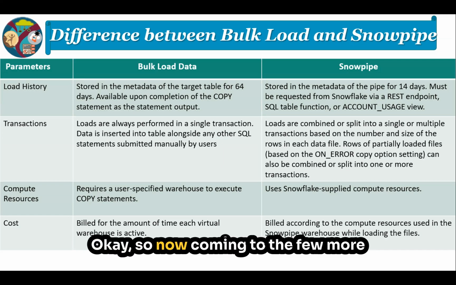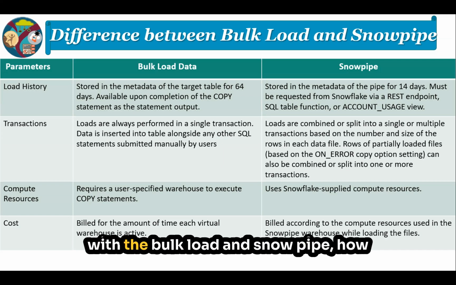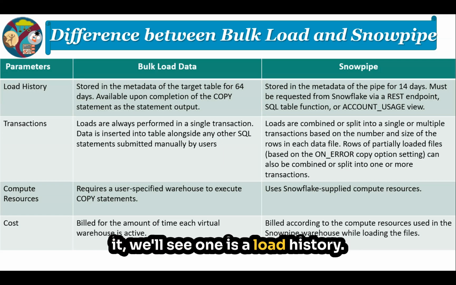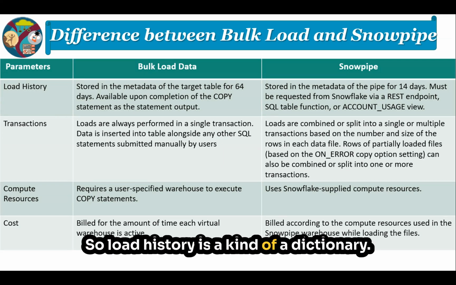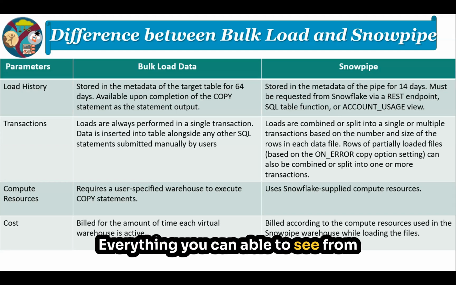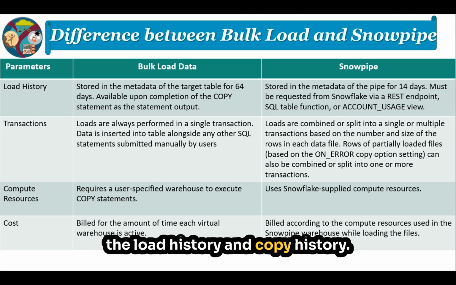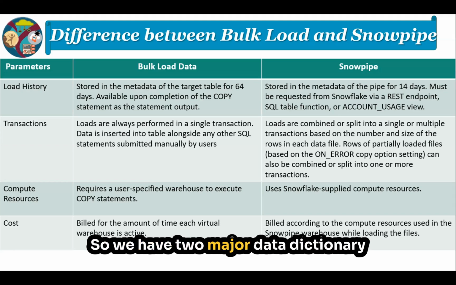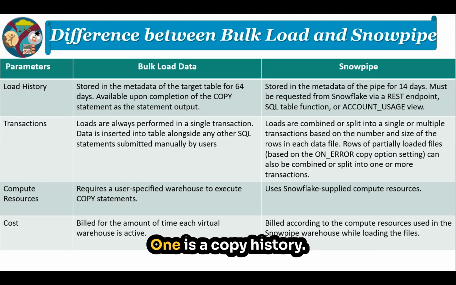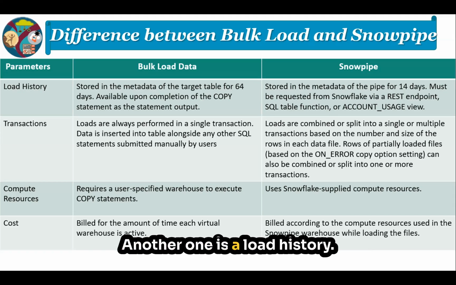Okay. So now coming to a few more key parameters when we are dealing with bulk load and Snowpipe, and how these parameters differentiate them, we'll see. One is the load history. Load history is a kind of data dictionary, from where you can see how much data is loaded, how many files are loaded, everything you can see from the load history and copy history. So we have two major data dictionary tables from the Snowflake side, especially for the data ingestion part. One is copy history, another one is load history.